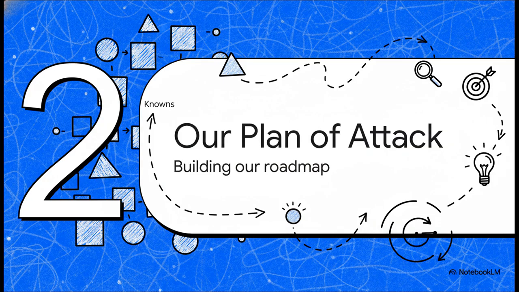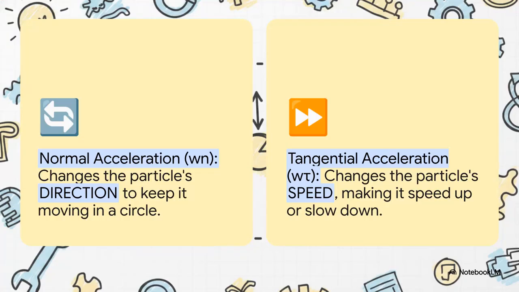All right, we know our givens, we know our goals. Now it's time to build our conceptual roadmap. A good strategy is everything here. Now, this slide right here is absolutely crucial. It clears up what is probably the biggest point of confusion in circular motion. You have to understand that there are two totally different kinds of acceleration at play.